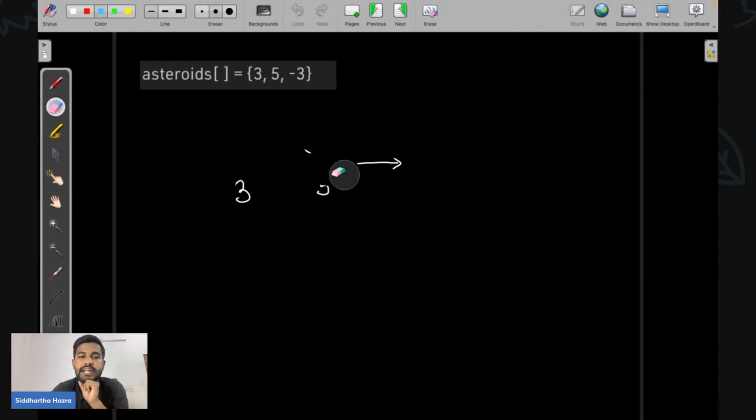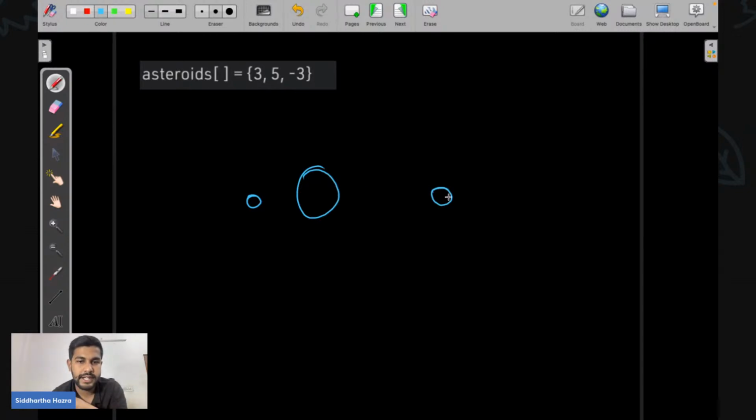Chalo. So it can be visualized like this. Suppose this is 3. Suppose this is the small one, this is the big one, and this is the same small one, because 3 and minus 3. So this is going in this direction, this is also going in this direction, and this is going in this direction. This is representing 3, this is representing 5, this is representing minus 3.